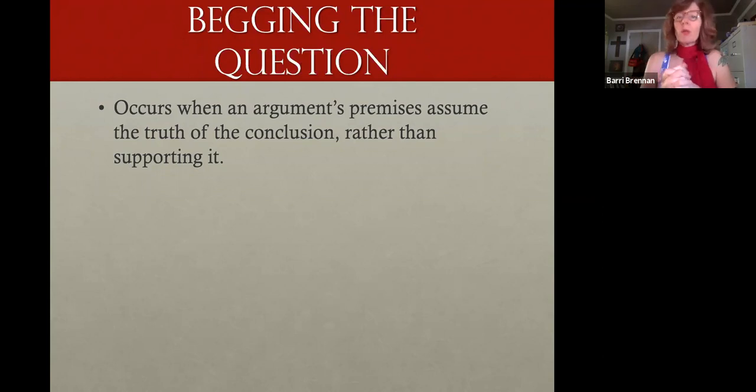So an example would be, American products are superior to Japanese products because they are comparatively better. Do you see how that's saying the same thing? American products are superior to Japanese products because they are comparatively better. It said nothing. That's begging the question. It already said they're superior, and then they said they're comparatively better. It's saying the same thing. Okay, so that's an example of begging the question.